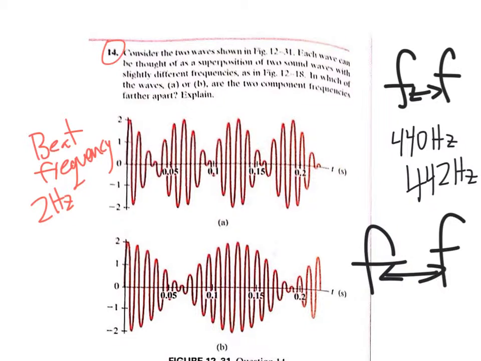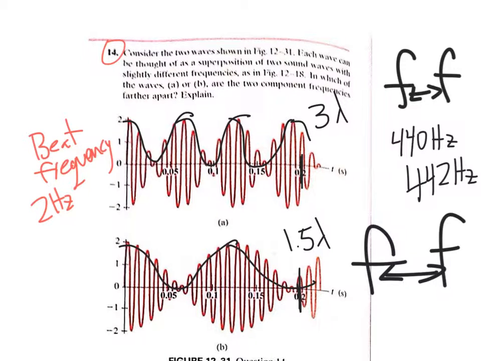Alright, so if we investigate, we could take a look. Here's 0.2 seconds and 0.2 seconds. So we see 1, 2, 3, and a little more waves. So 3 plus wavelengths here. And we see 1, and then maybe about a half, so about 1.5 wavelengths here. So if you're listening, you're going to hear more waves per time up here than you are down here.